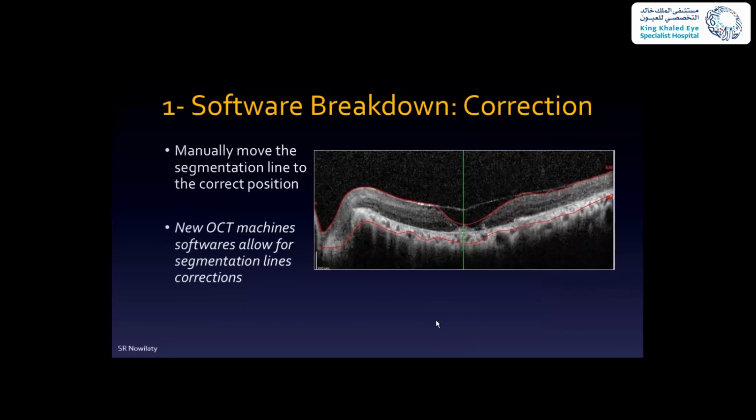So how do you correct improper segmentation? Well, you can do that on the machine by moving the lines one by one to their correct places. Sometimes the new OCT machines can do that automatically as well, okay? But just be careful before you interpret the map that the segmentation was done correctly, okay?